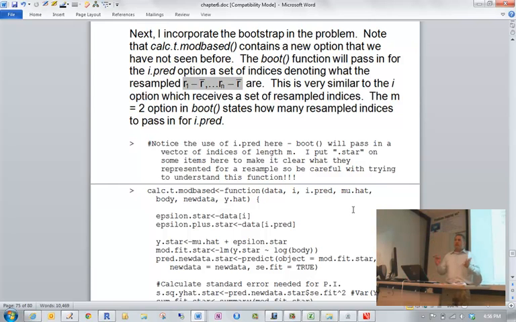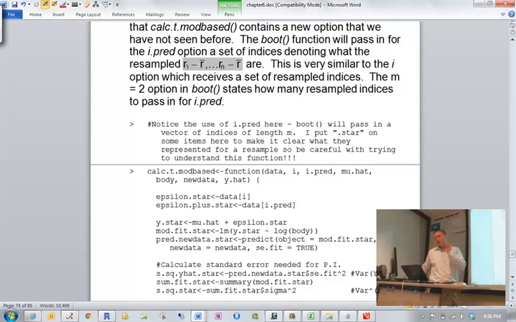To do the bootstrap, of course, I can use my boot function. I'm going to construct one of these calc.t-like functions. So I construct a function called calc.t.modBase. There's one particular element in there that is quite new to us. So here's my calc.t. I pass in my data. Remember what this is going to be, the rj minus r bars. I pass in my indices like usual.